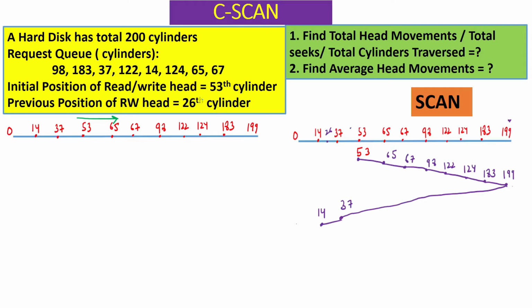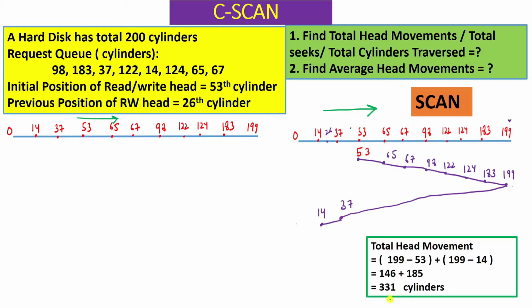This is necessary to be given in the C-scan algorithm, that is, in which direction our read write head is moving, as we have seen in the scan algorithm. We have taken this scan example for reference so that we can compare our C-scan example with it. In this example also our head was moving in this direction. How many total head movements did we see? We saw 331 cylinders we have to traverse.